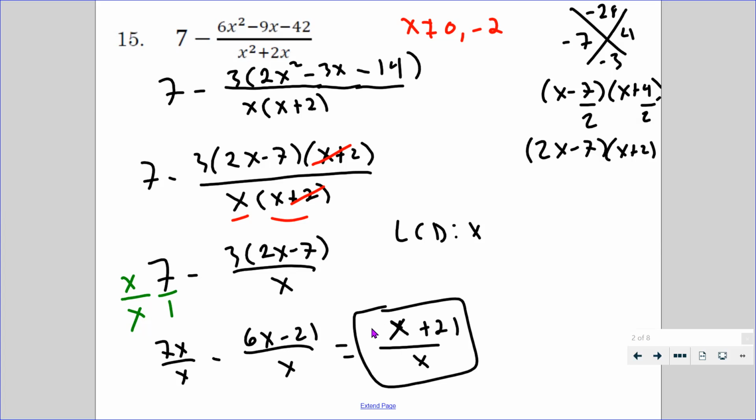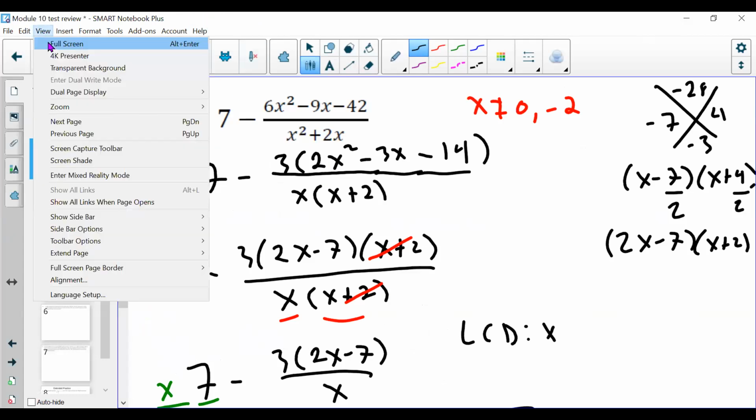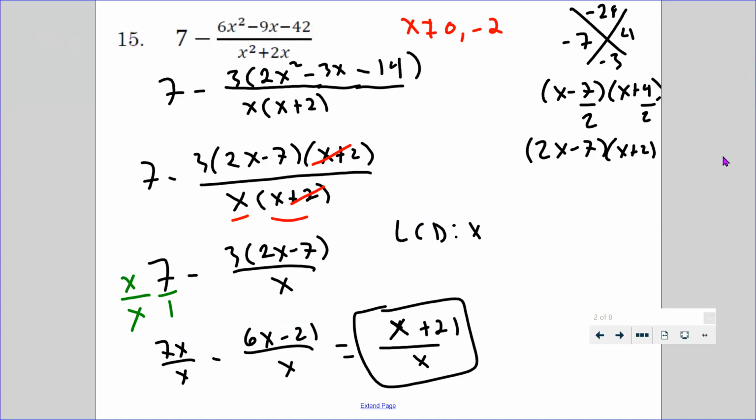Faith, go ahead. I have a question about number 18 and just like how to set it up. So on test review days, what we do is I go over my own problems. At the end, I'll take individual questions. Okay. All right. Any questions about number 15 before we move on? All right, let's keep going.